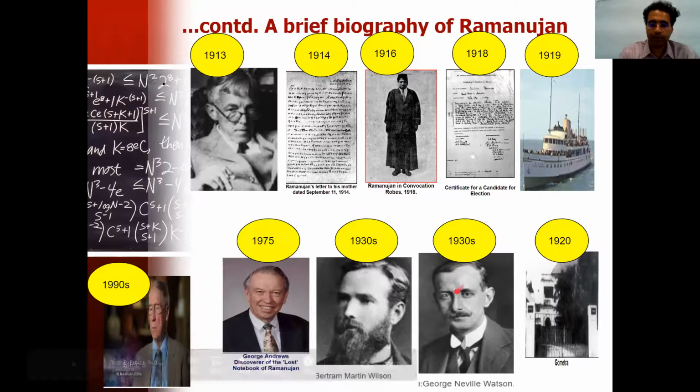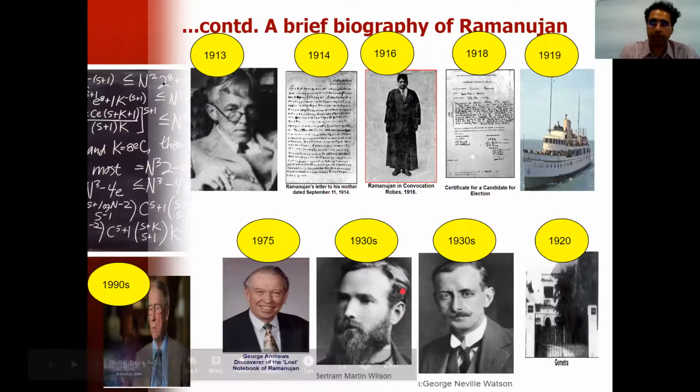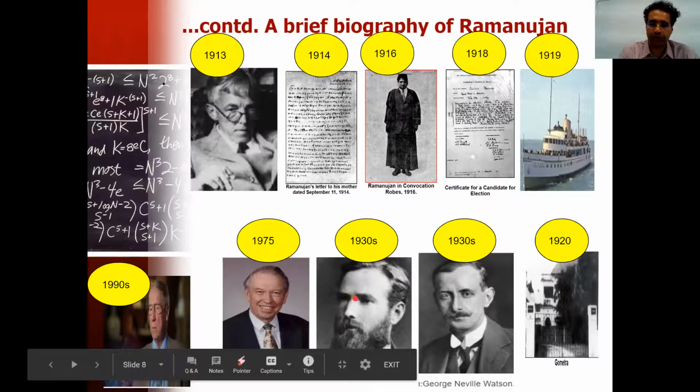And in the 1930s, Watson and Wilson, who were students of G.H. Hardy, took upon themselves the task of proving many of Ramanujan's theorems. Unfortunately, Wilson also passed away at the age of 40 in the mid-1930s. And then this is George Andrews, and then this is Bruce Berndt, who proved many of Ramanujan's theorems.